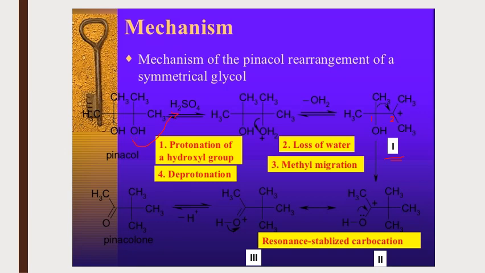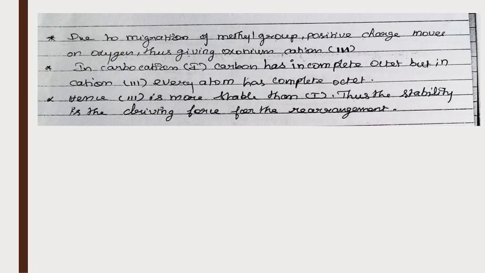Now some of the examples we are going to see. What I have told in the earlier part was the theory. What it means is, in carbocation 1, the carbon has an incomplete octet, but in cation 3, every atom has a complete octet. That's why 3 is more stable than 1. Thus, stabilization is the driving force for this rearrangement.